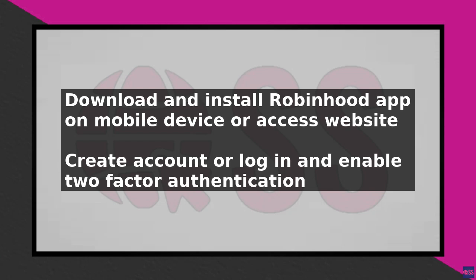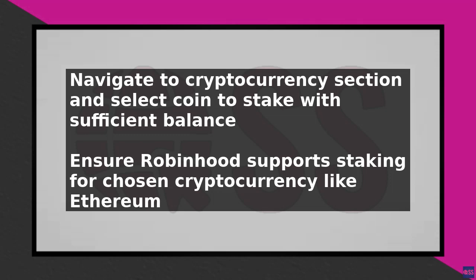Next, navigate to the cryptocurrency section of the app and select the cryptocurrency you want to stake. Currently, Robinhood supports staking for Ethereum and other proof-of-stake coins. Make sure you have a sufficient balance of the chosen cryptocurrency in your Robinhood wallet.